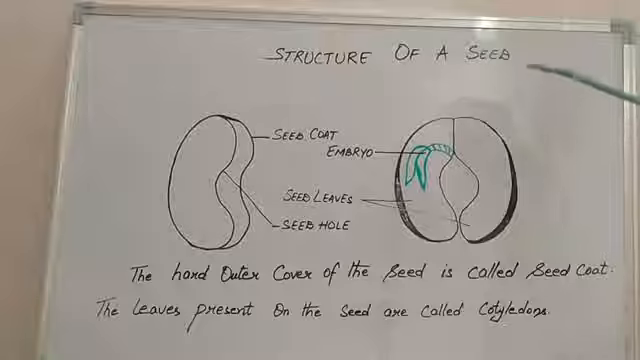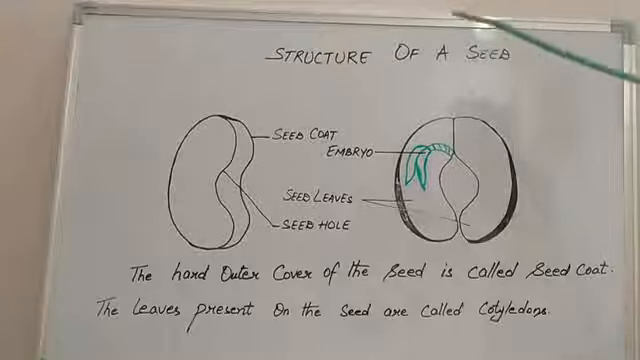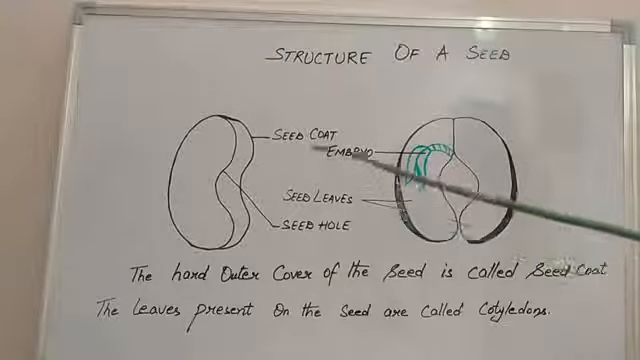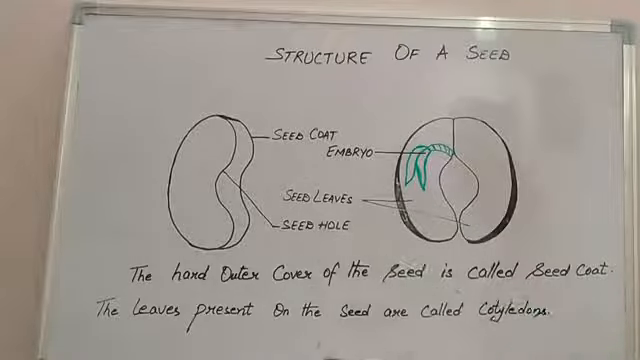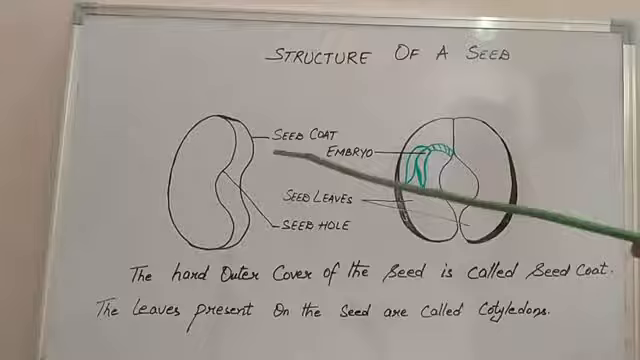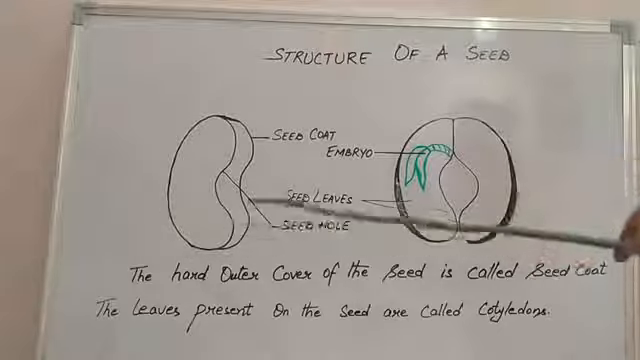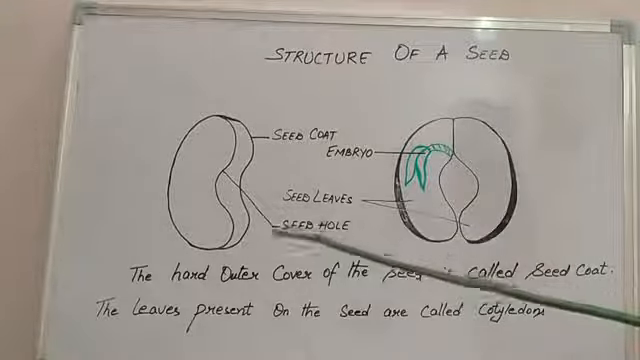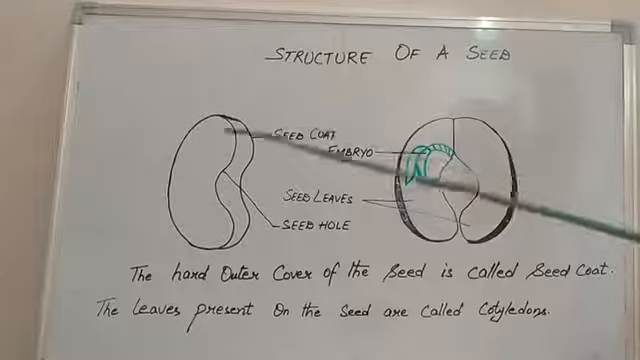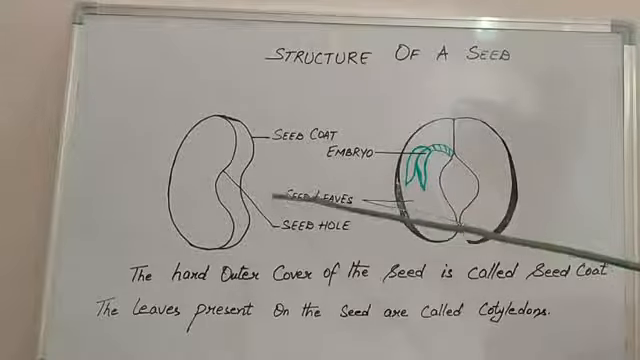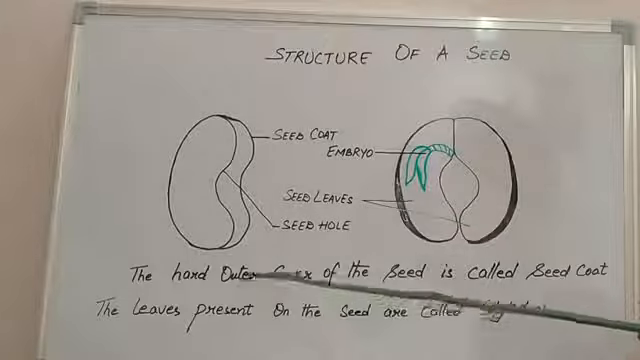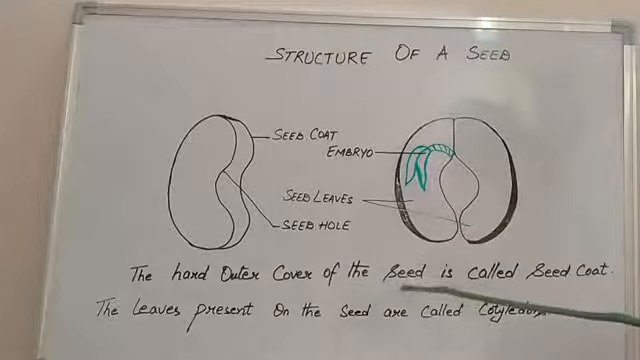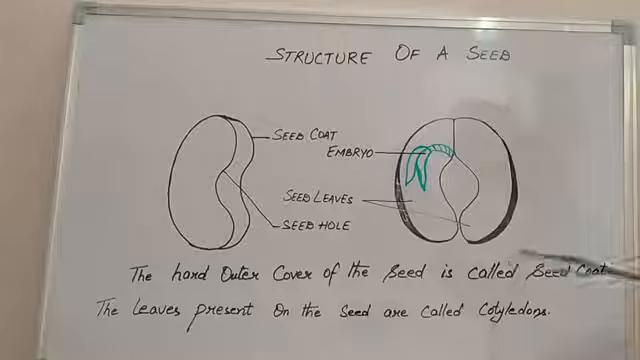Structure of a seed. Children, after fertilization, the embryo formed inside the ovule is surrounded by a protective seed coat. From where does the seed coat develop? It develops from the ovule wall. So, the hard outer cover of the seed is called seed coat.